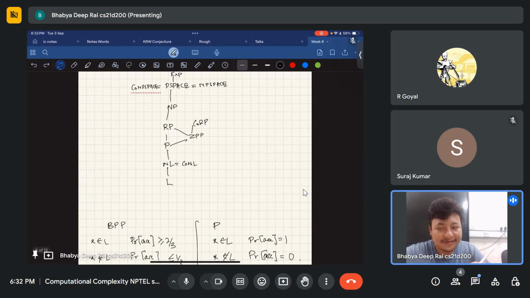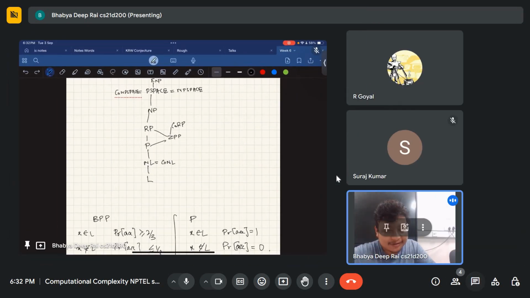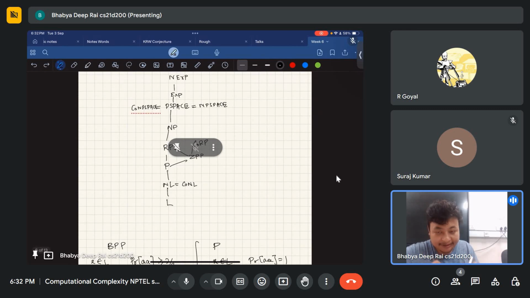So, is that clear, Suraj, also? But, Suraj, you are saying it's above NEXP, no? Or you said below. Okay, above NEXP. So is it clear, Suraj? So BPP is here, let's say.